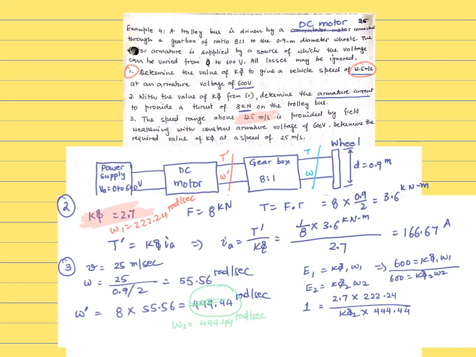So what are we expecting? Are we expecting a smaller value of K phi 2? The answer is, of course, yes, because speed is inversely proportional to that. If we are increasing the speed, we're expecting a lower value of K phi. And once you complete the calculation, it's 1.35. So that's the new value of K phi 2, which will be used to reduce the field current in order to increase the speed from 12.5 meters per second to 25 meters per second.